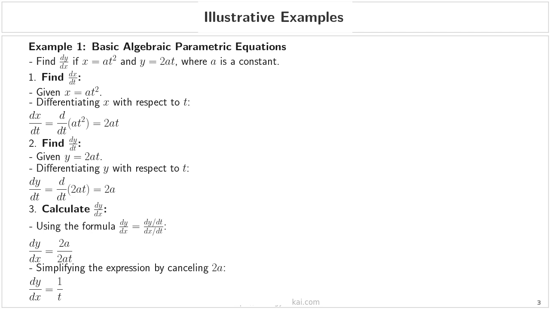In the next slide, we will see how this same logic is applied to a real-world physics problem involving trigonometric functions.